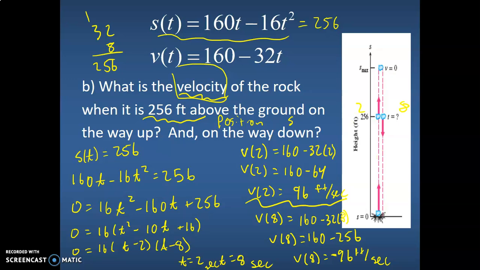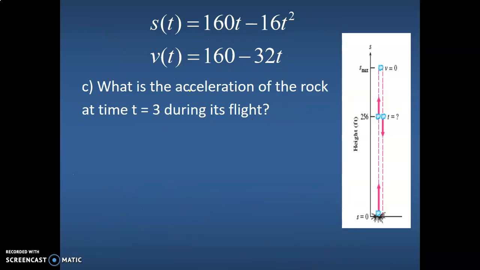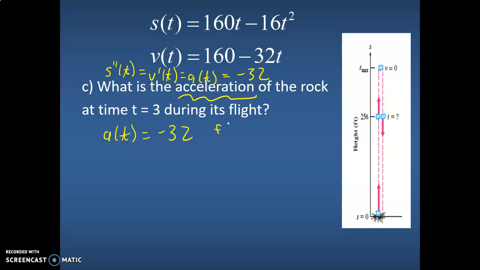All right, let's keep going with the same main problem. What is the acceleration of the rock at time t equals 3 during its flight? Acceleration is just going to be the derivative of velocity, or the second derivative of position. So the acceleration, the constant would go away when I take the derivative, and the derivative of negative 32t would be negative 32. Notice that there's no t value here. So since the acceleration is just negative 32, the units in this problem would be feet per second squared. It doesn't matter what time I plug in.